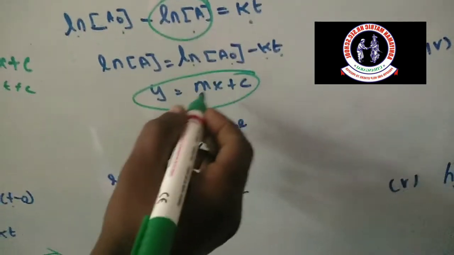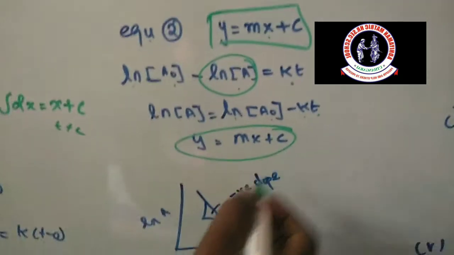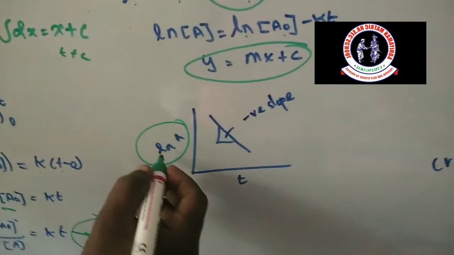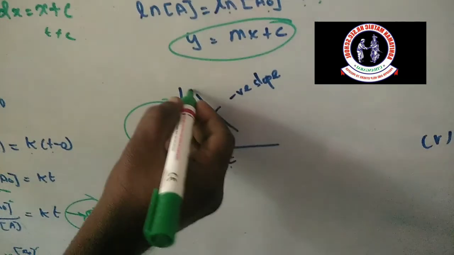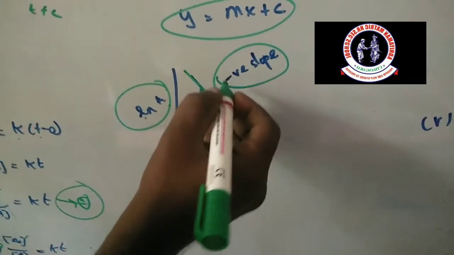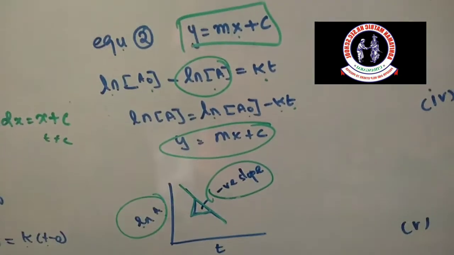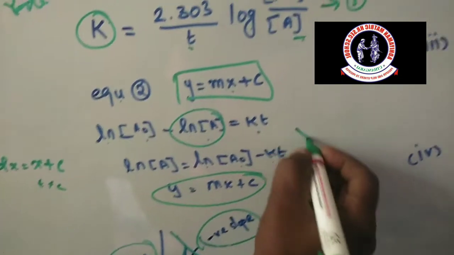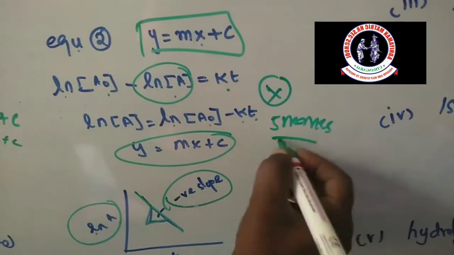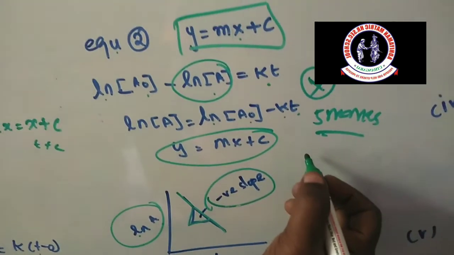This equation is compared with y is equal to mx plus c. We get a negative slope. We plot ln A against time taken. We get a straight line, and the negative slope is evidence for the first order rate equation. This equation is very important for a 5 mark question. The full derivation is important for a 5 mark question.